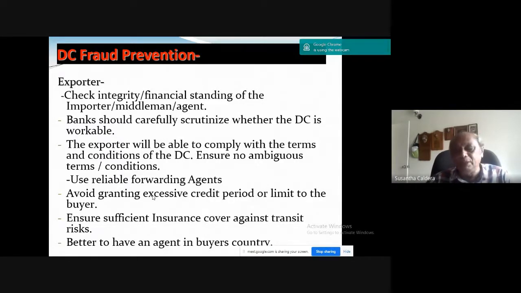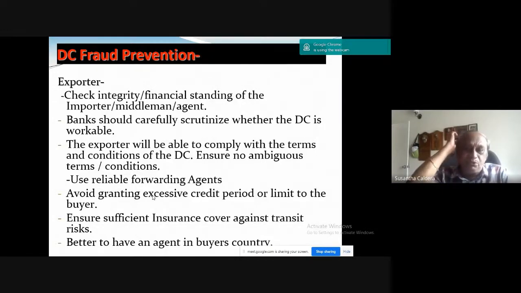Then you won't be able to recover the packing credit loan. So that risk was there. The main reason was we made the mistake. The bank side made the mistake. We granted an excessive credit period to the customer. So we should not do that.